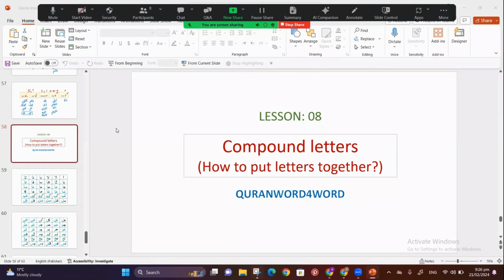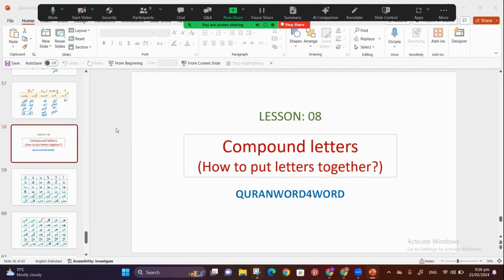Lesson number 8 we will be covering for today, and I hope that you are keeping up with the lessons that we are doing and practicing them on your own as well. Because we are moving step by step, I don't want to keep things fast, so that the beginner sisters especially get to have as much benefit as they can.